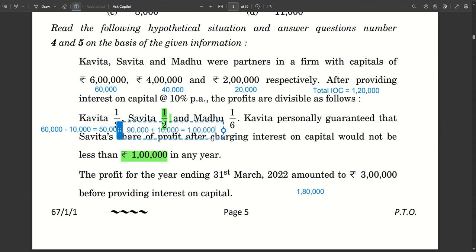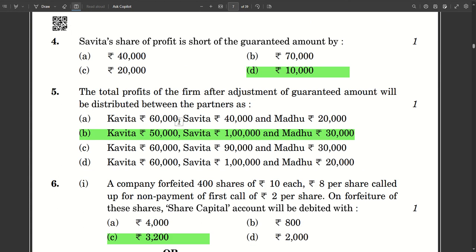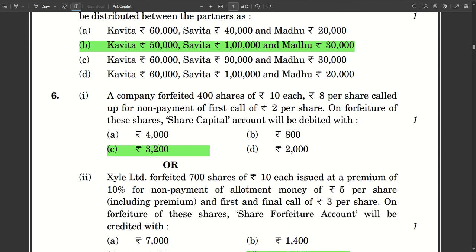Now, what about Madhu? Madhu's share is 1/6, and Madhu is not involved in any kind of guarantee. So 1/6 of 1 lakh 80,000 is 30,000, Madhu's share of profit. So let's have a look at the option. This is the option that we have: 50,000, 1 lakh, and 30,000. Okay, let's move on to the next one.